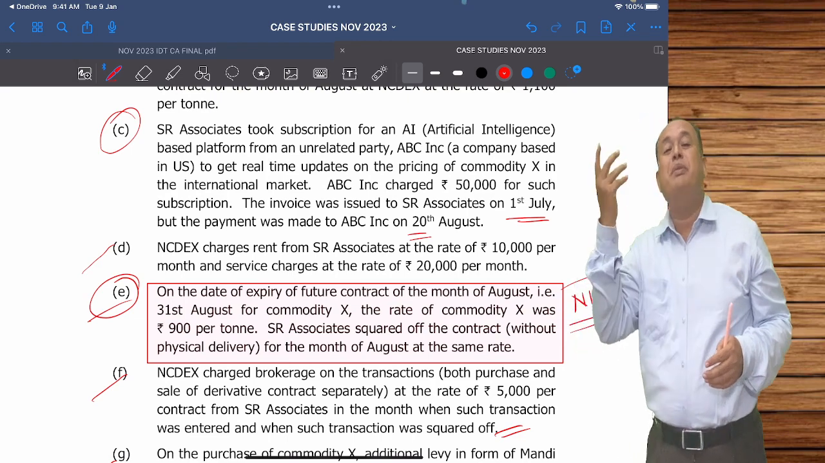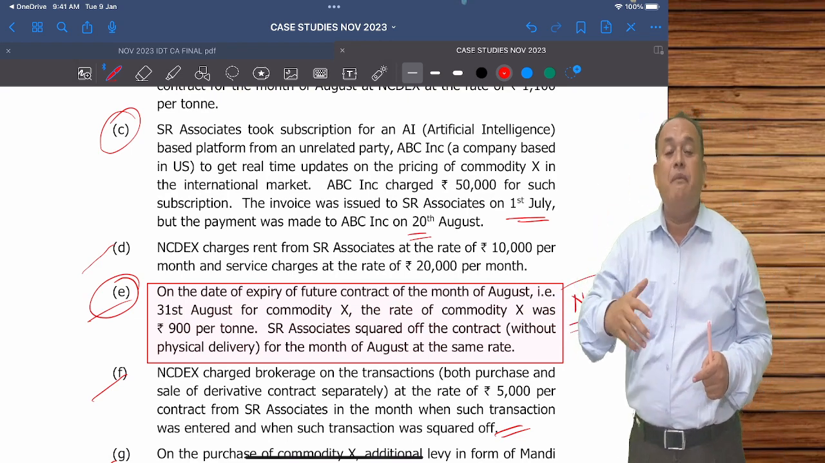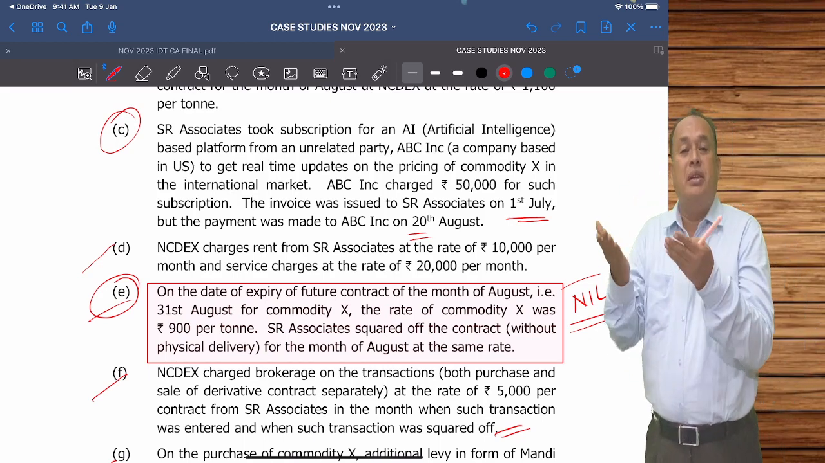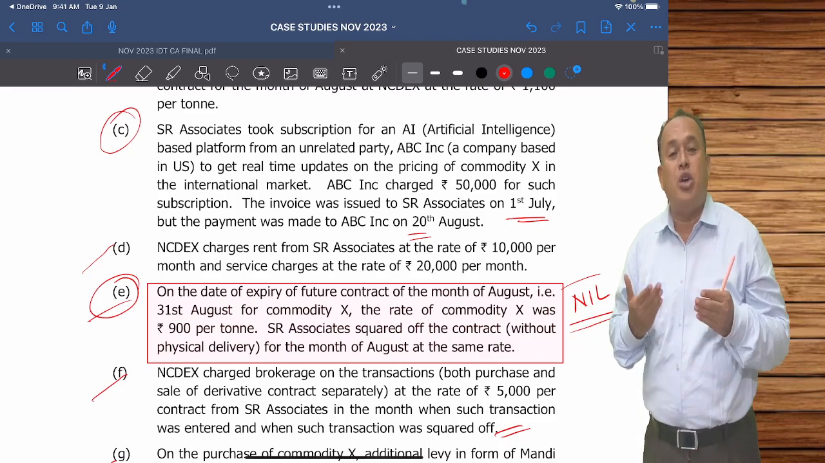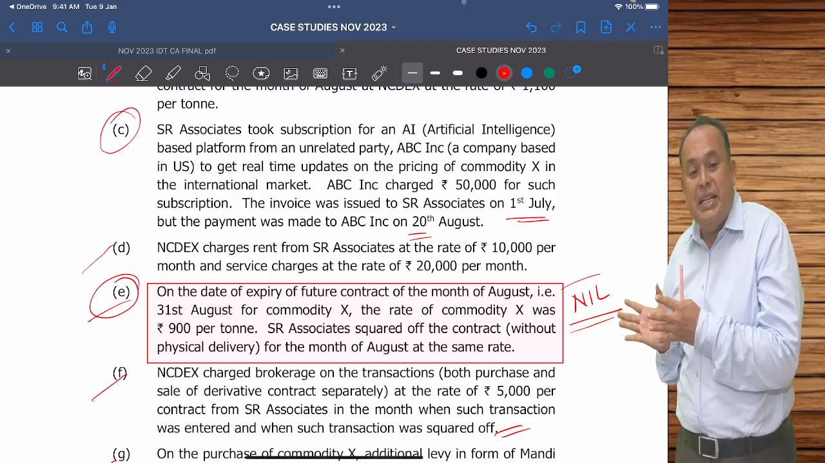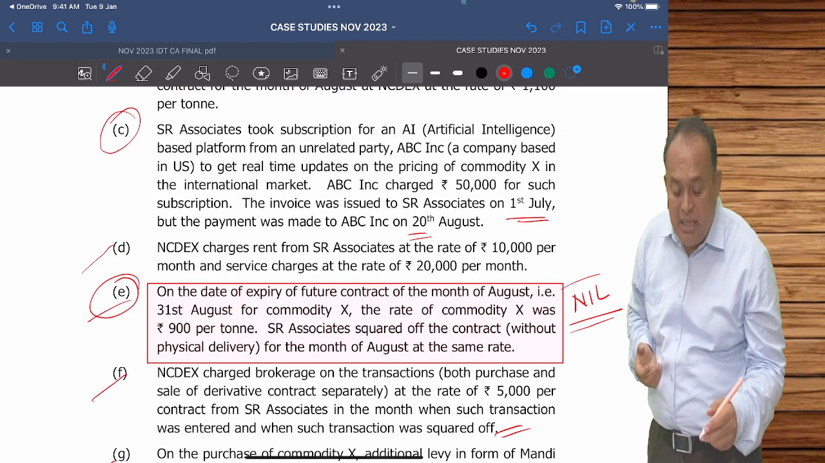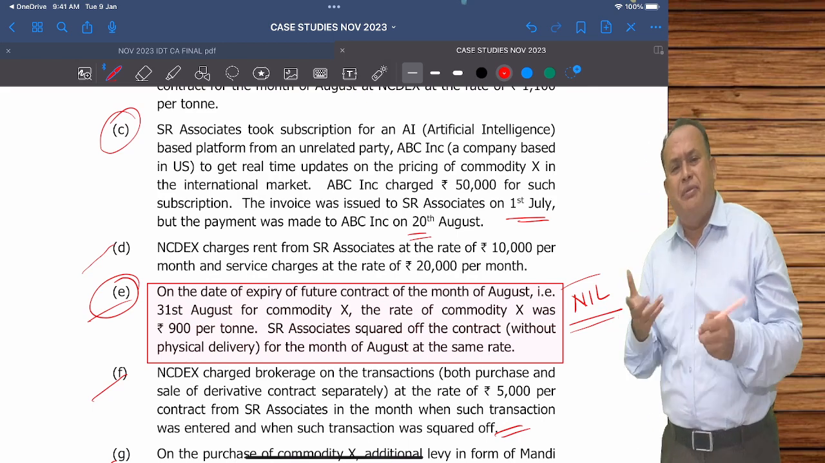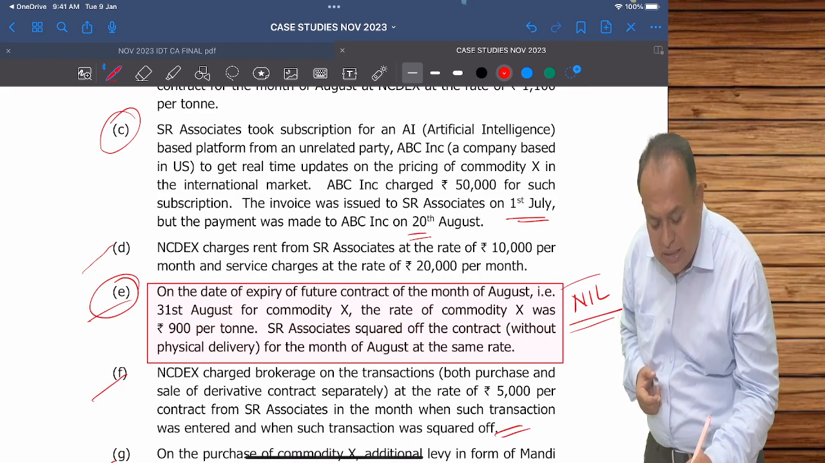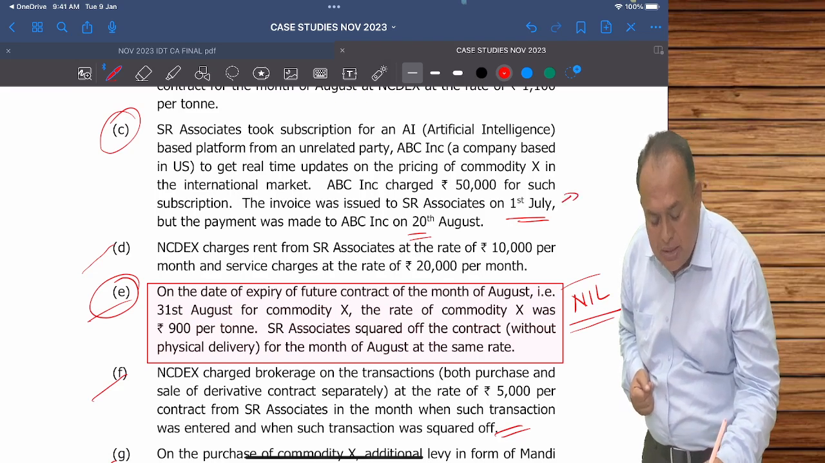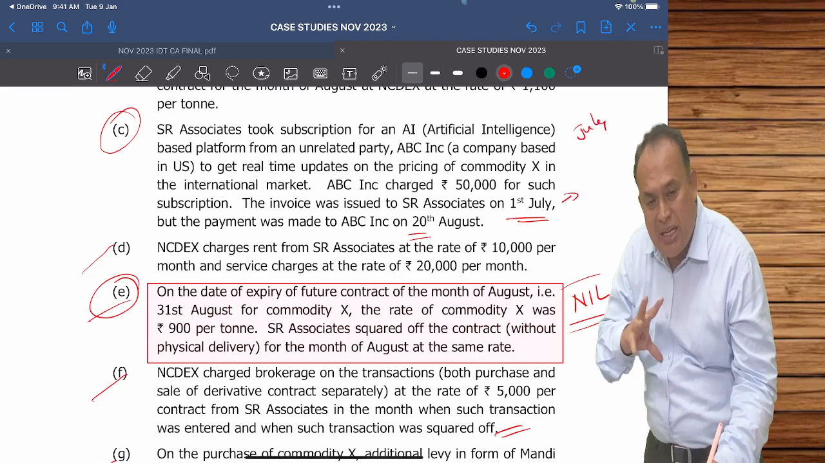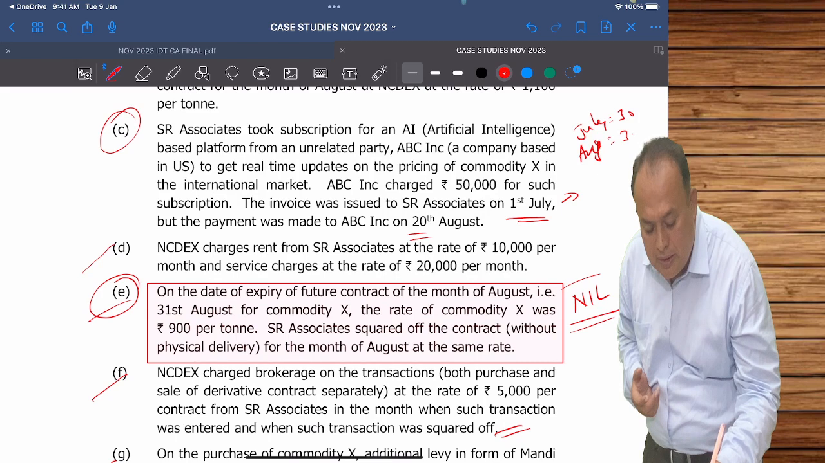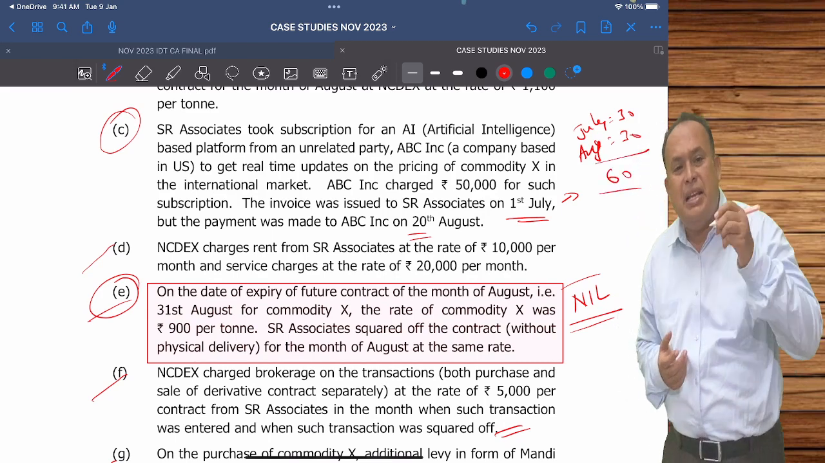If the payment is not made within 60 days from the date of invoice, then we consider the time of supply to be the first day after expiry of 60 days from the date of invoice. In the given case, the payment has been made within 60 days from the date of invoice. The invoice was issued to SR Associates on 1st July. In the month of July, from 2nd of July to 31st of July, 30 days. In the month of August, 30 days. Totally 60. The 60th day ends on 30th of August.